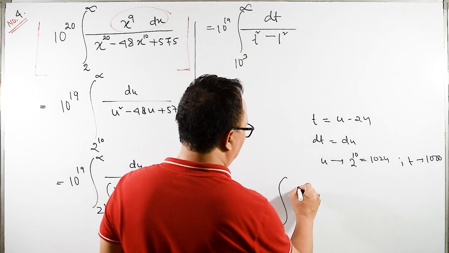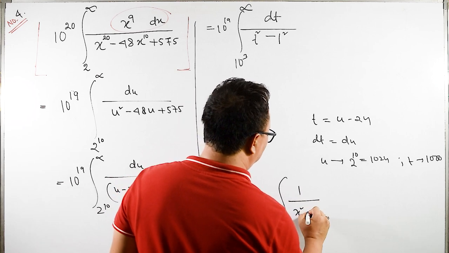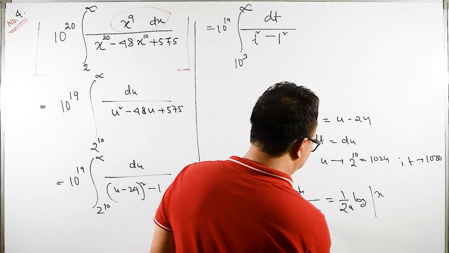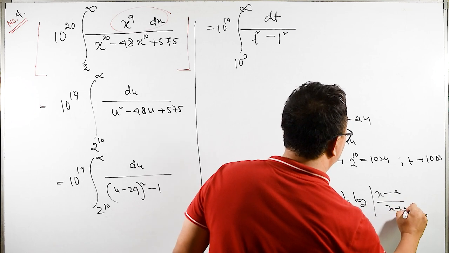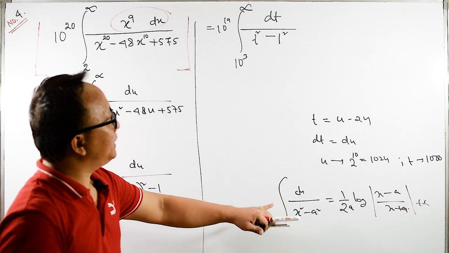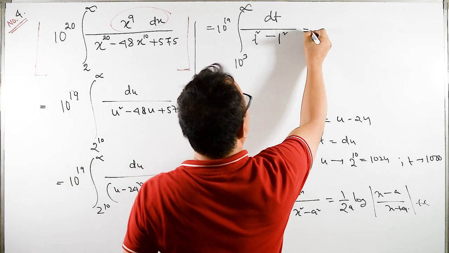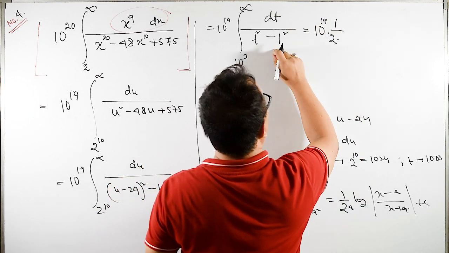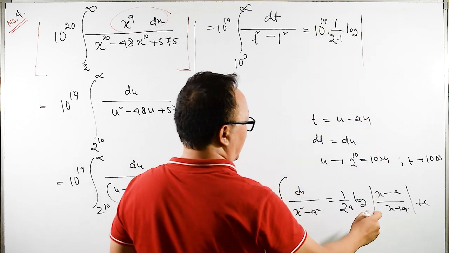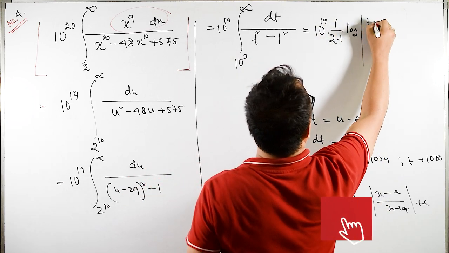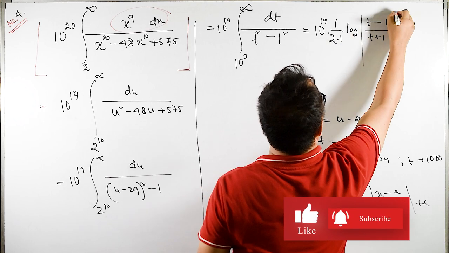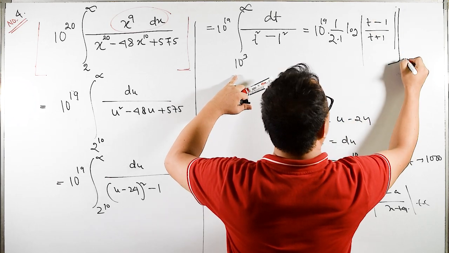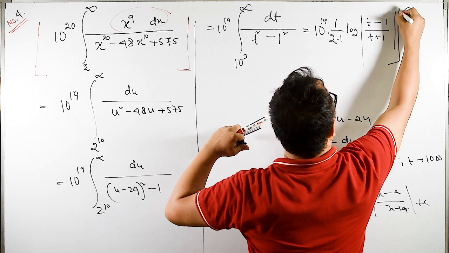Formula: the integral of 1 upon x square minus a square dx is the same as 1 by twice a log of x minus a upon x plus a, plus some constant c. Let's apply this formula over here. So this equals 10 raised to 19 into 1 by twice a, which is 1 by 2 into 1, log of x minus a, here x means t, so t minus 1 upon t plus 1, and the limit is from 10 raised to cube to infinity.